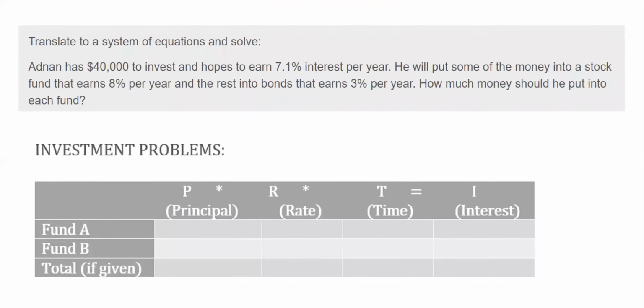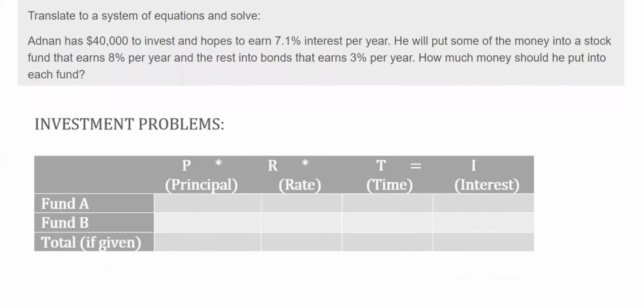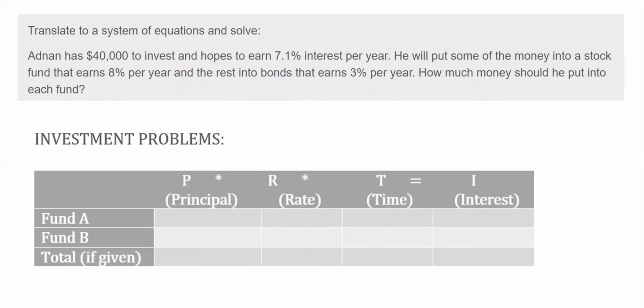Then the last problem is an investment problem. Adnan has $40,000 to invest and hopes to earn 7.1% interest per year. He will put some of the money into a stock fund that earns 8% per year and the rest into bonds that earn 3% per year. How much money should he put into each fund?